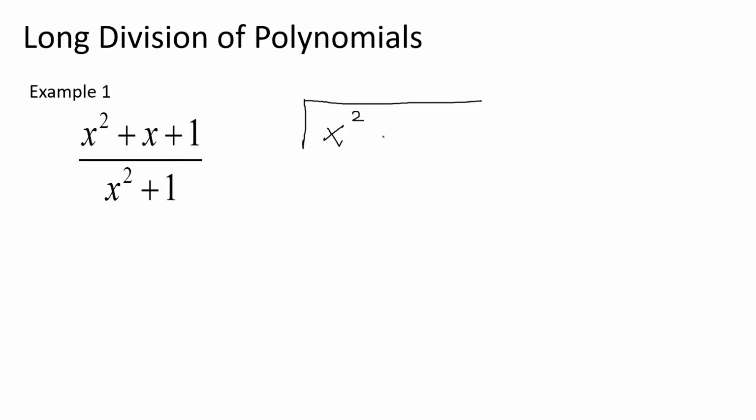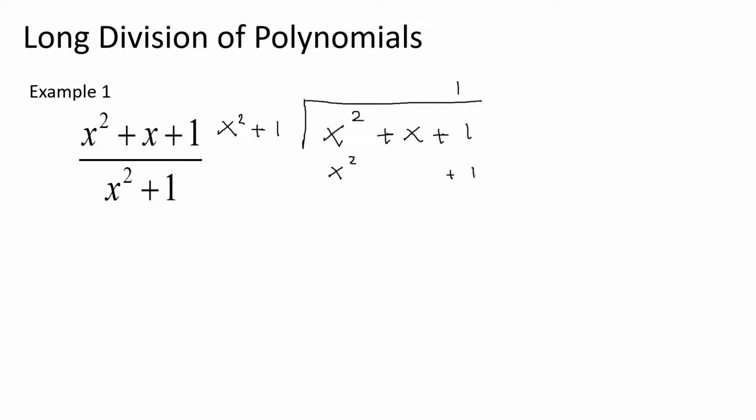X squared plus x plus 1, and we're going to divide this by x squared plus 1. First question you want to ask is how many times this x squared goes into this x squared. In this case, it goes in one time. So once you figure out how many times it goes in, when you're dealing with numbers, we used to multiply them. So 1 times x squared, that will get you the result of x squared plus 1.